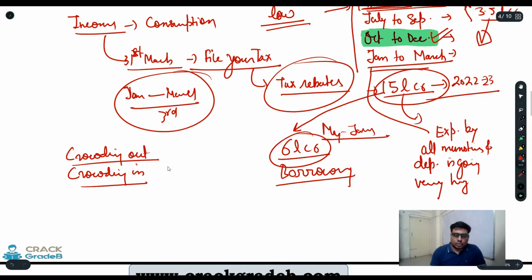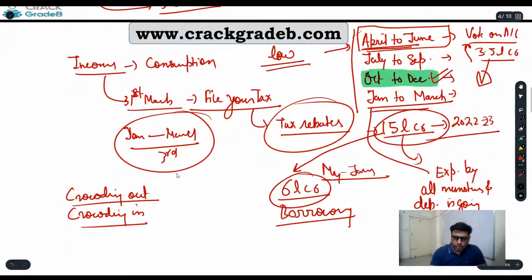Okay, so now my question is for you. What do you think? The government has to borrow 6 lakh crore for financial year 2022-23. The government is planning to spend a total of 15 lakh crore, and out of this, it is planning to borrow 6 lakh crores. So my question is for you: in which of the following quarters will borrowing be maximum?